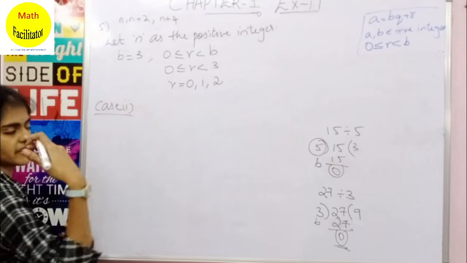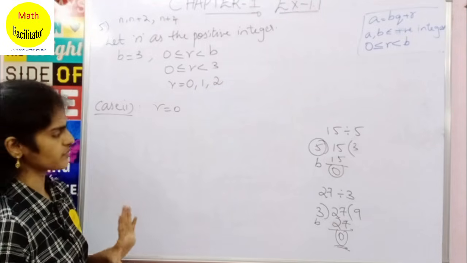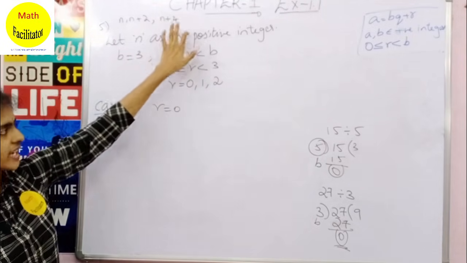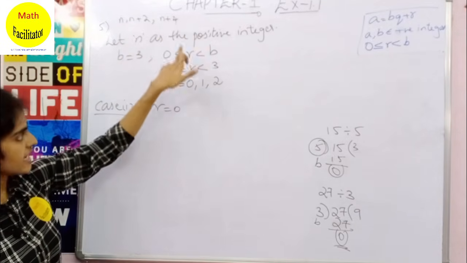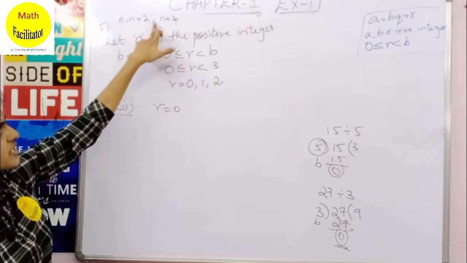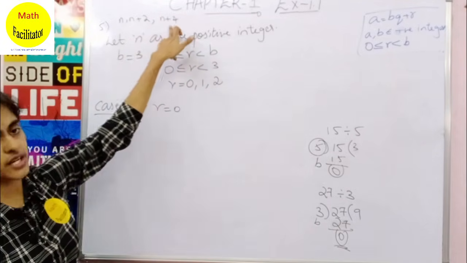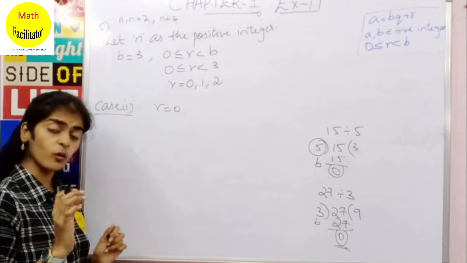Now let us take the cases, similar to the previous problem. There is a little twist in this. In all the cases you will check for each of these things. When r equals 0, you will check for n plus 2, n plus 4. When r equals 1, you will check n plus 2, n plus 4. When r equals 2 also, you will check n plus 2, n plus 4.